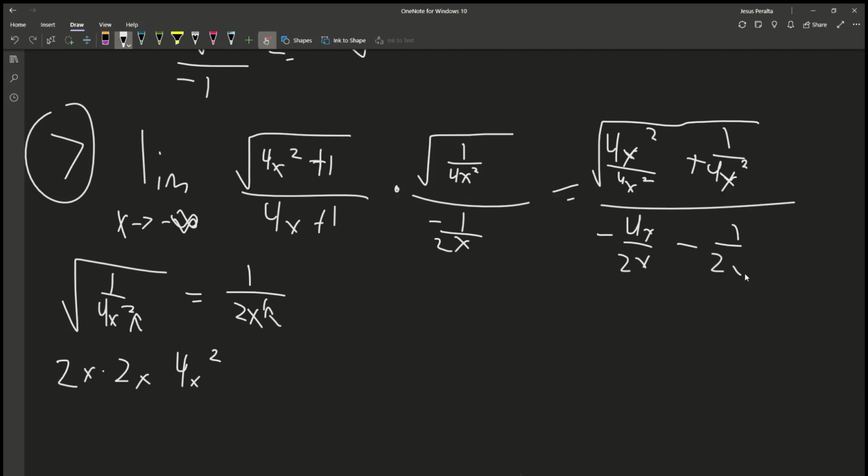minus 1 over 2x. So we know this turns into 0. We know this turns into 0. And all of this crosses out to 1. So it would be the square root of 1 over, and then the x's cross out. Negative 4 over 2 is just negative 2. The square root of 1 is just 1, over negative 2, so the whole thing turns into negative half, which is our answer.